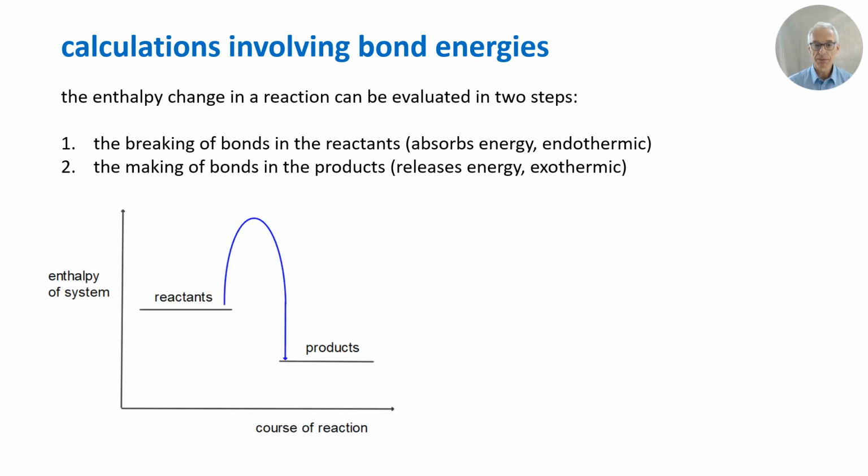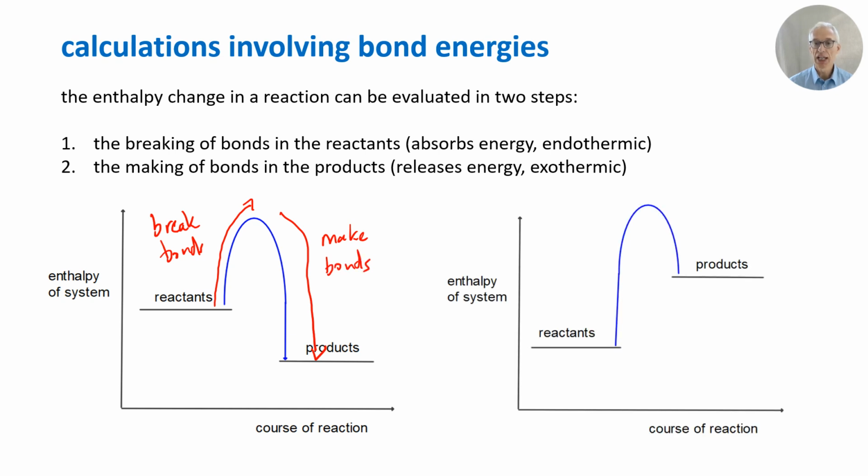If we look at a reaction pathway diagram, we can see that the first step, which is endothermic, is to break bonds, and then the second step, which is exothermic, is about making bonds. So that is true for an exothermic reaction. It's also true for an endothermic reaction. We're going to break, and then the exothermic process is to make.